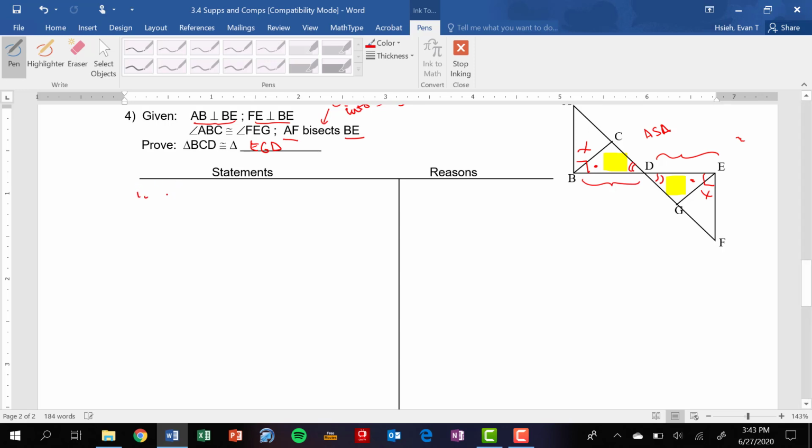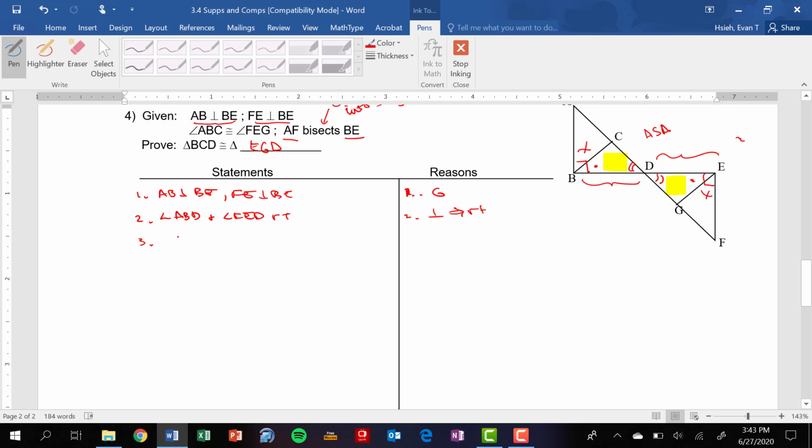So, the givens are AB is perpendicular to BE, and FE is perpendicular to BE. Step 1, given, please do number your steps. I know that angle ABD and angle FED are right angles. If perpendicular, then right angles.